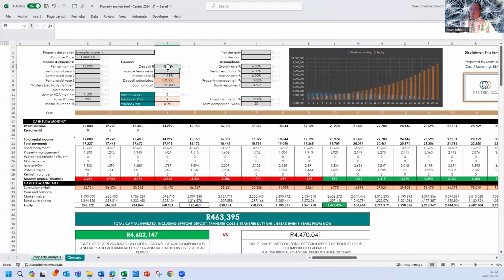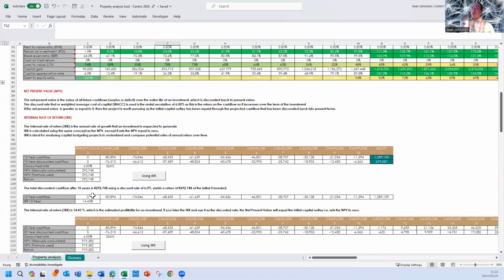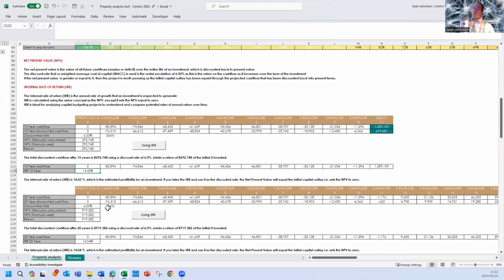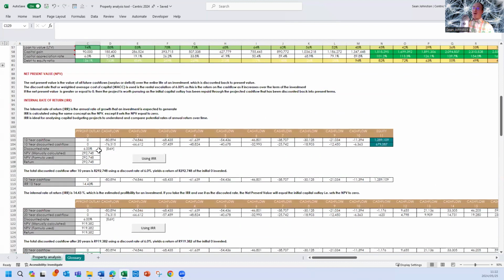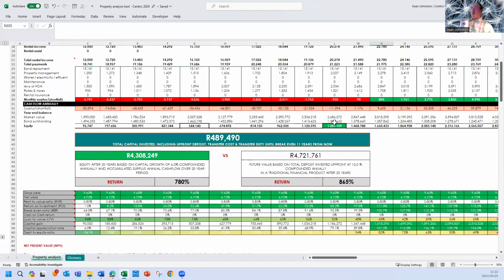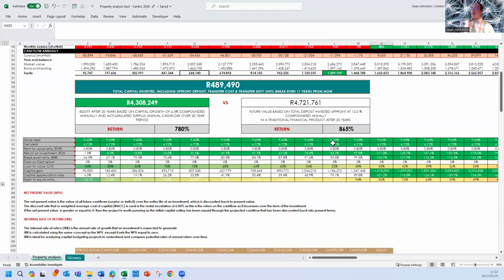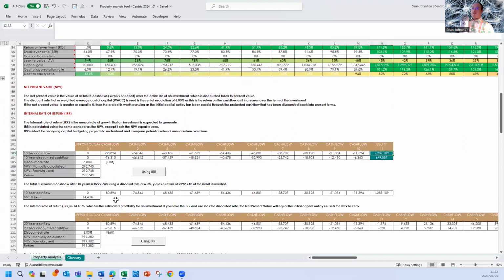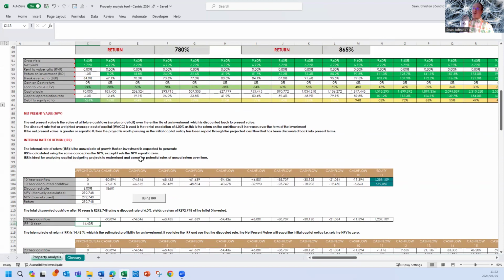If I make this naught, then your internal rate of return is 14.43%. Why? Because there was no outflow initially. However, there were losses over the 10 years to unlock equity, which is the difference between the market value minus the outstanding bond of the 10 years. Your leeway is 14.43, which is higher than we originally had because we put down the 10%.